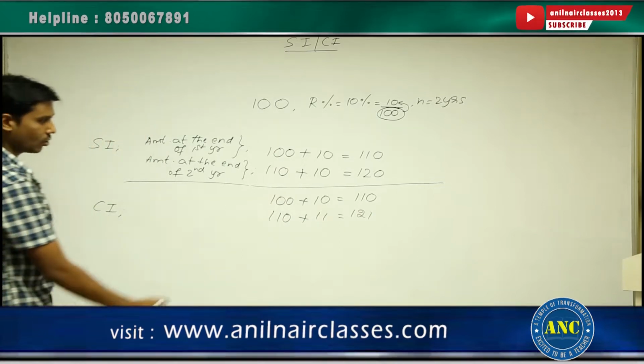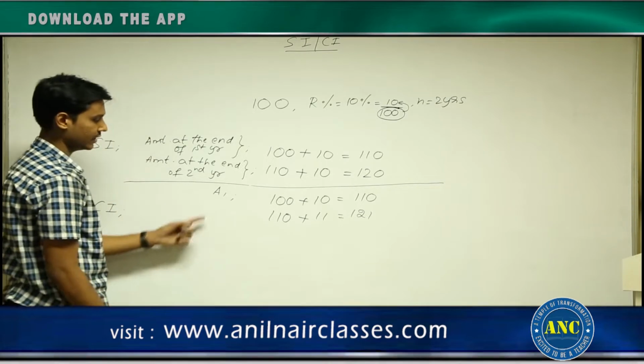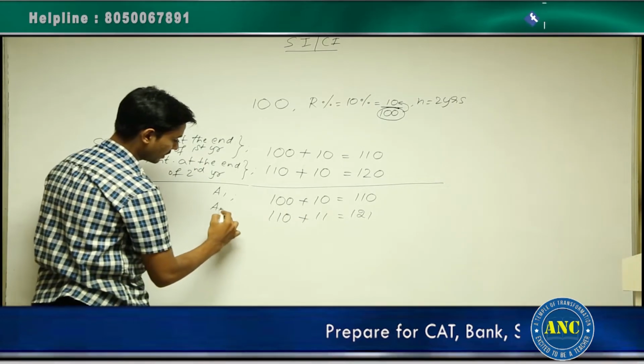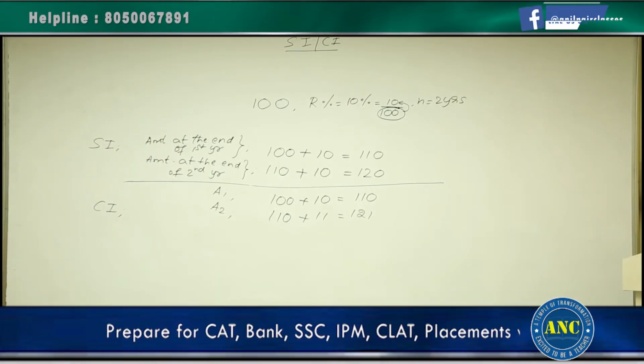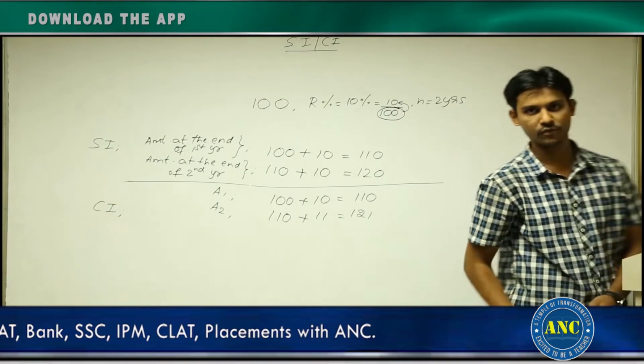What is this 110? 110 is nothing but the amount at the end of first year. In short, I will represent it as A1. 121 is nothing but the amount at the end of second year. Any doubt here? Understood the scenario? Please see here. Only with this example, we will derive 5 key points.